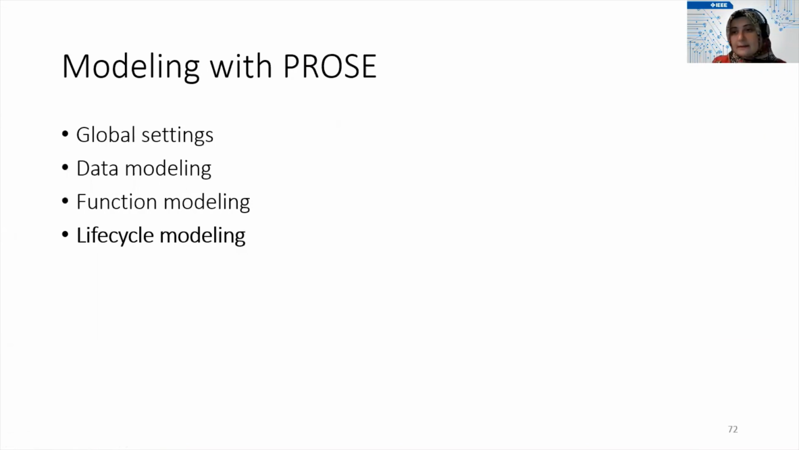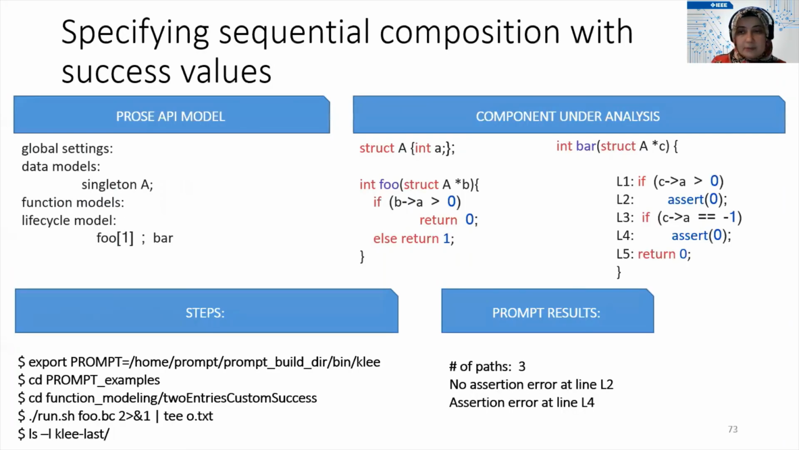So far, we have seen a very simple way of life cycle, meaning just a single entry point. But we can actually combine functions using sequential composition using a semicolon. So here we say that first execute function foo, then execute bar. But we have a condition actually.